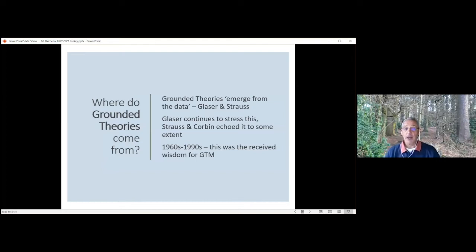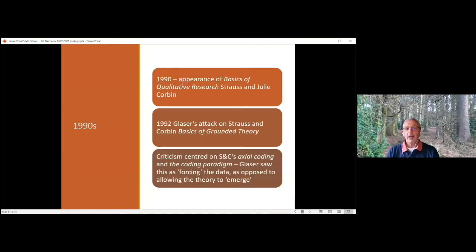Glazer continues to do it. Strauss, who then later worked with Julie Corbin, continued to use that phrase, okay? And it was the basic term people use. I still have people who say, oh yes, my theories emerged from the data. And I always say, so you didn't do any work then? And of course they look at me and go, no, of course I did. So I said, well, you know, this idea of them emerging magically is a little bit misleading.